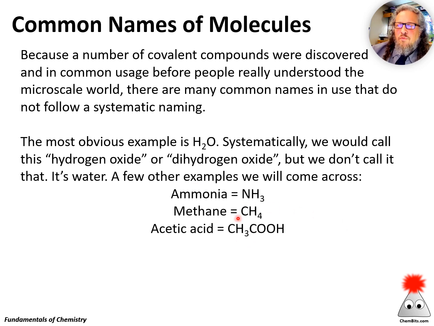in the field. A few other ones that we're going to run across pretty commonly are ammonia. Ammonia is NH3. It's a well-known molecule for a long time. Methane, principal component of natural gas, is CH4. And another one, acetic acid, CH3COOH. This is actually related to acetate ion, one of the polyatomic ions that's in your list to memorize. So we'll run into a few of these common names, but for the most part, we'll try to stick with systematic names because those are a little more general.